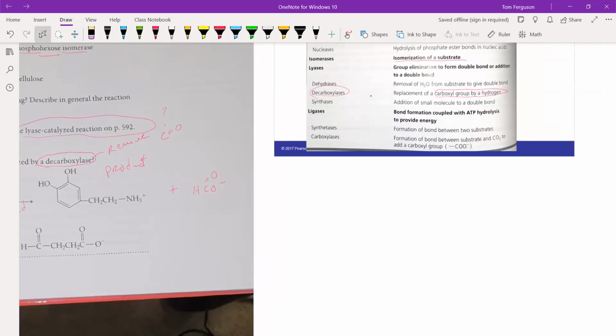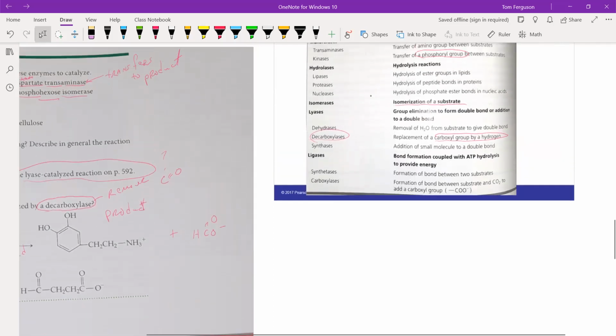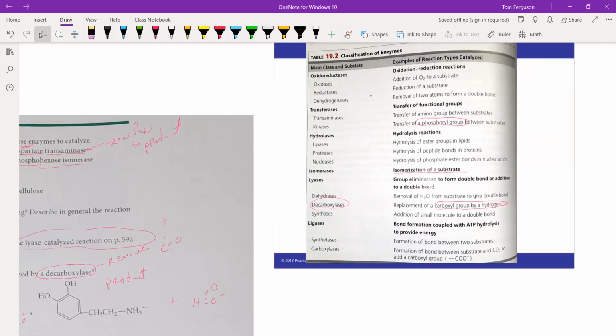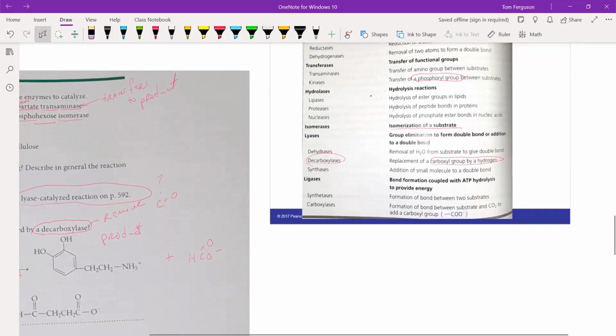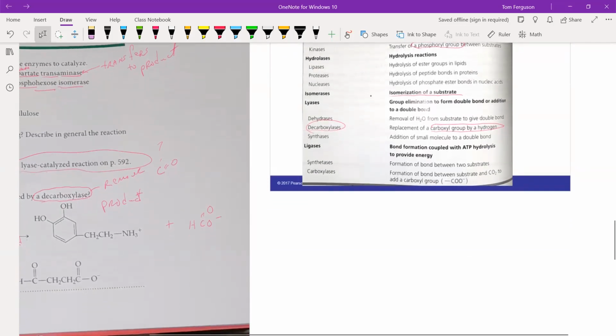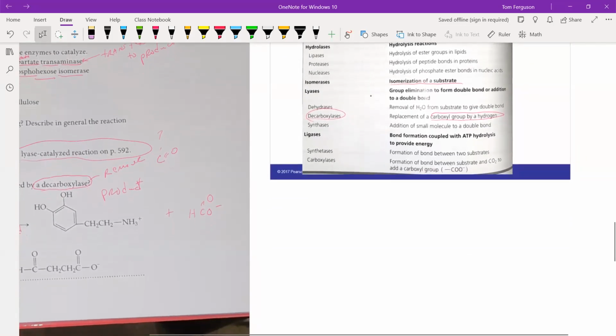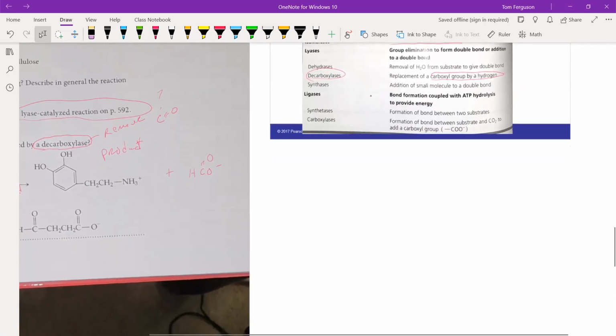Well, what removes the amine group? Well, let's see here. Transaminases remove an amino group because it can transfer it over to another substrate. What else removes amines? Well, let's see here. That looks like the only one that will take off an amine group.